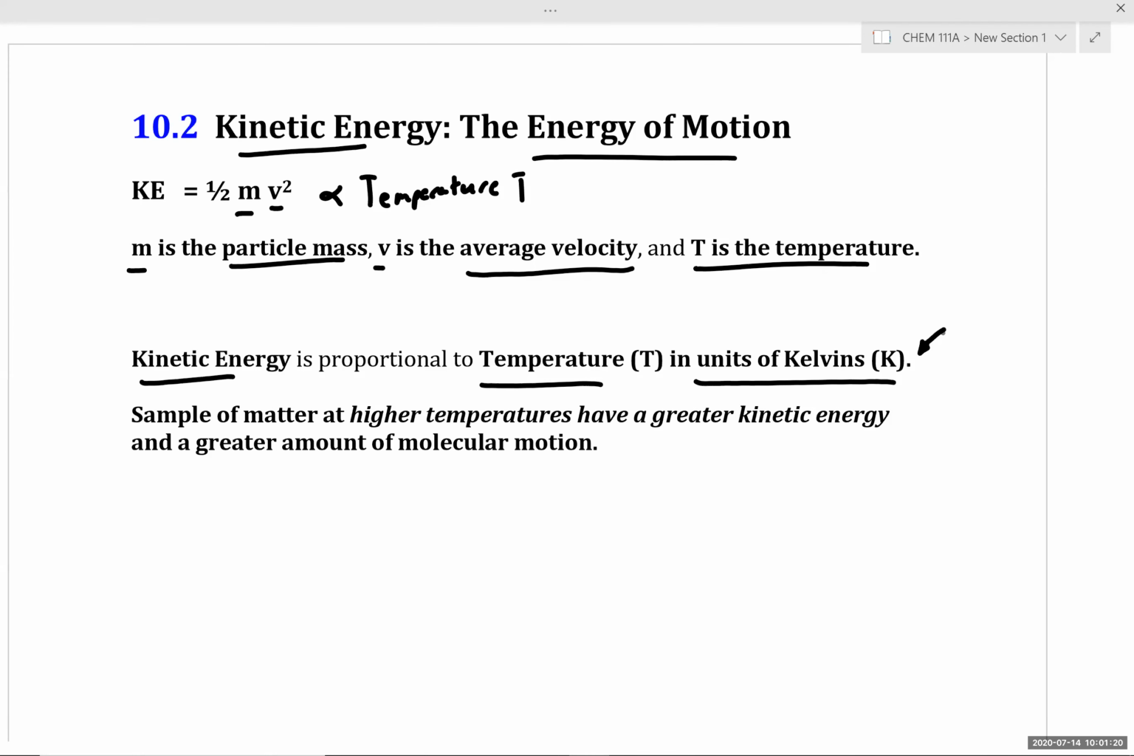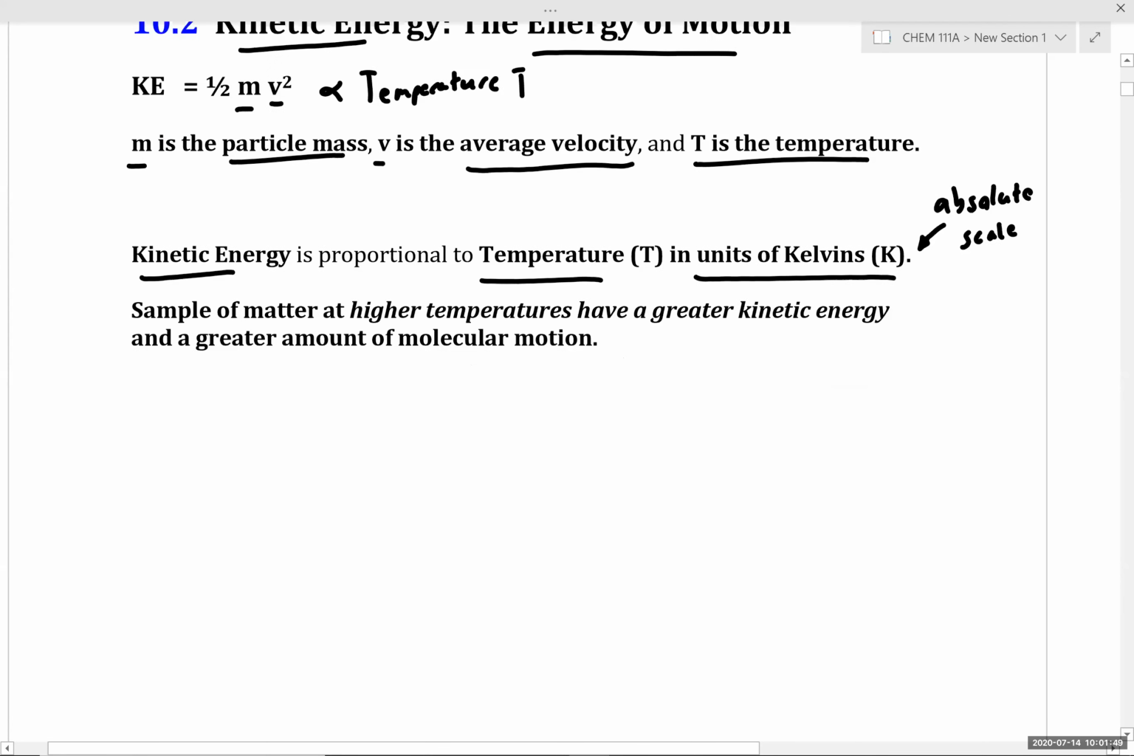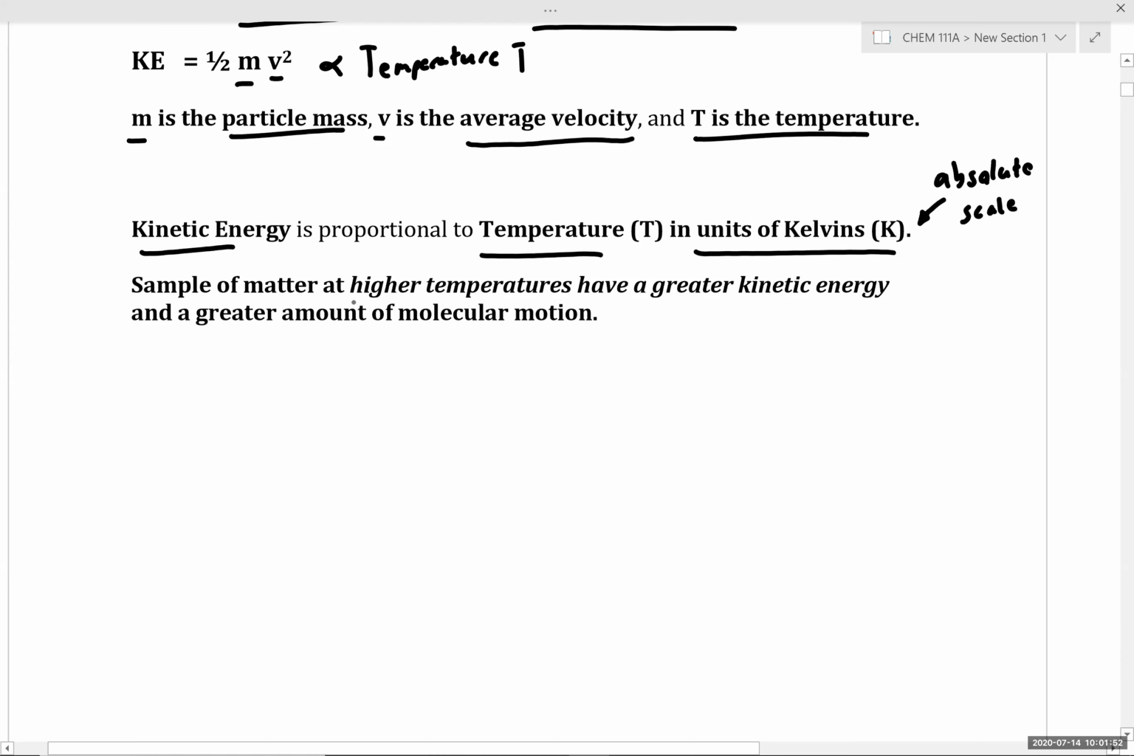What makes it useful as a temperature scale? What's the key feature? Yep, exactly right. The temperature in kelvins is an absolute scale. And as a result, you won't ever observe negative temperature values. And as a result, you won't ever observe negative kinetic energy expressions. Very good. Okay, so in takeaway, samples of matter at higher temperatures have a greater kinetic energy and a greater amount of molecular motion.